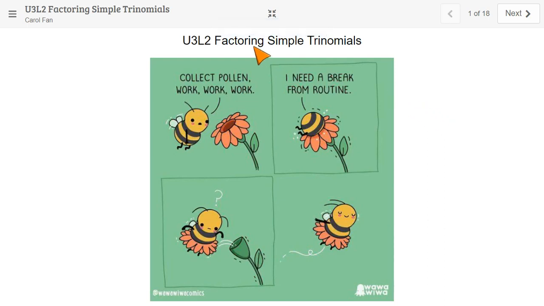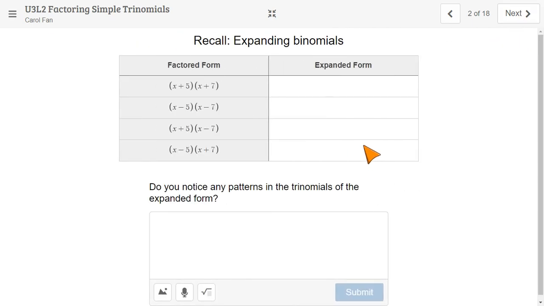Hi, today's lesson is on factoring simple trinomials. Let's recall, we talked about expanding binomials. When we're expanding binomials, we have two binomials multiplied together. We're going to use FOIL to expand it. I'm not going to write the intermediate steps, but I'll put the final expanded form here.